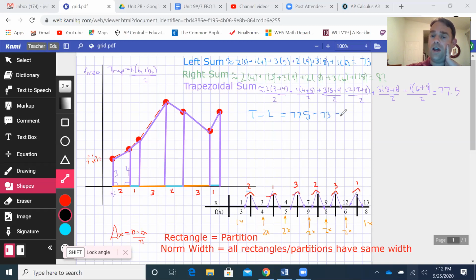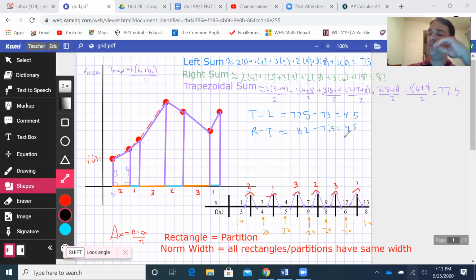No, so it's about 4.5 away. My trapezoidal sum is about 4.5 away from my left sum. How far is it away from my right sum? Let's take the right sum and then subtract the trapezoidal sum from it. How far away is it from that? 82 minus 77.5 equals 4.5.